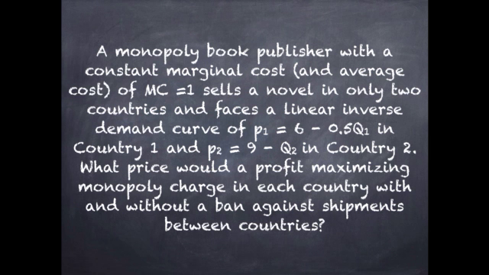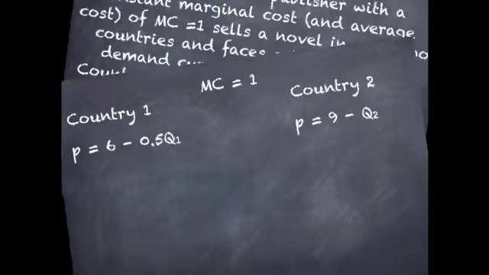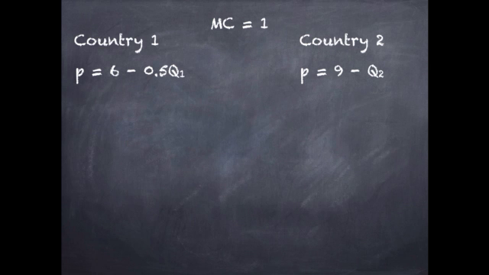So when there is a ban, we're just going to look at the profit-maximizing price and quantity in country 1 and in country 2 separately. So that's what we're going to do in the first part here. We know the inverse demand function in country 1, we know marginal cost is equal to 1, and we know the inverse demand function in country 2. So we need to calculate total revenue in country 1, which we know is P times Q. So we can insert the inverse demand function into here and multiply that by Q.